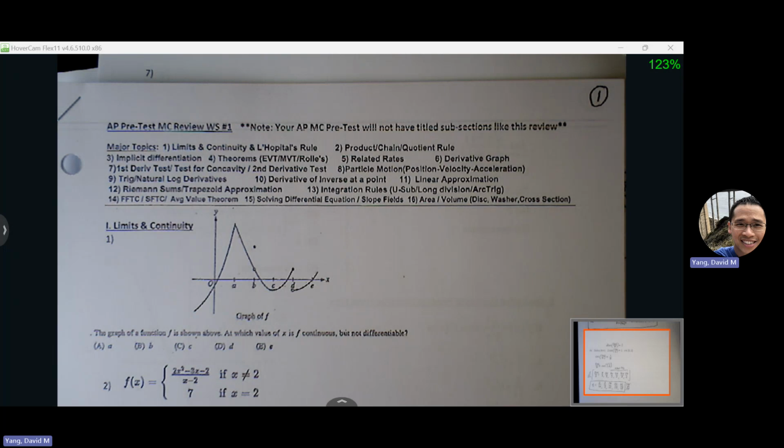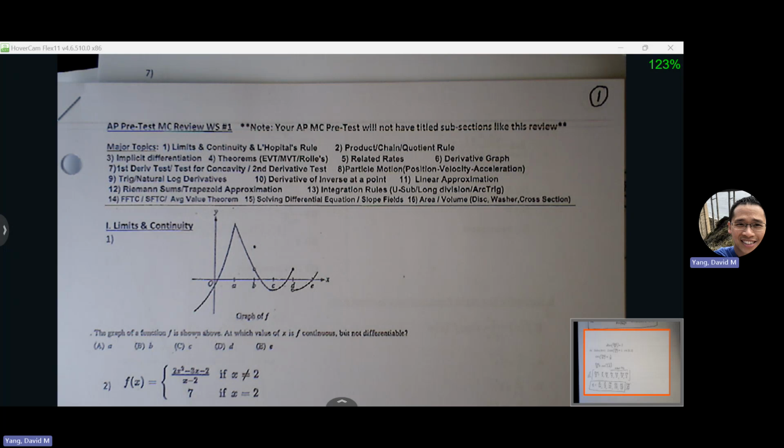First derivative test for concavity. Second derivative test. Remember, second derivative test is a test for relative max, relative min using the second derivative function. It's not the same thing as the test for concavity. Particle motion, being able to work through problems involving position, velocity, or acceleration. Trig and natural log derivatives. Sometimes with log functions, we always want to consider expanding out using log properties before we jump into our derivative rules. Derivative of inverse at a point.